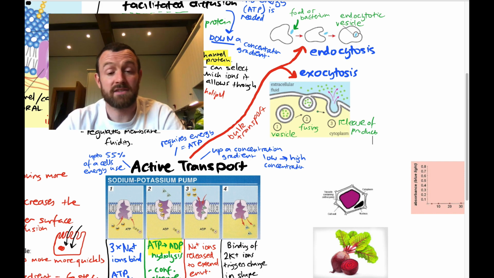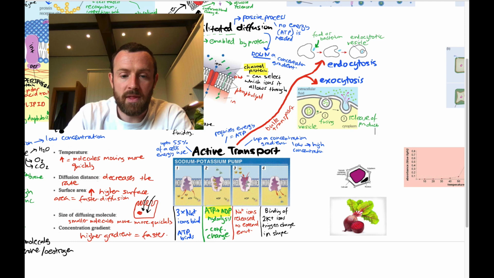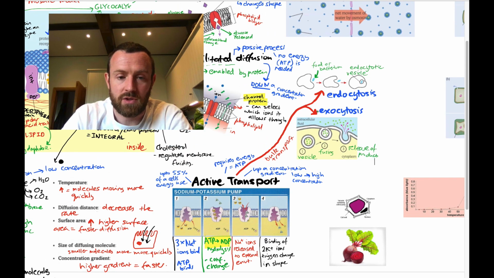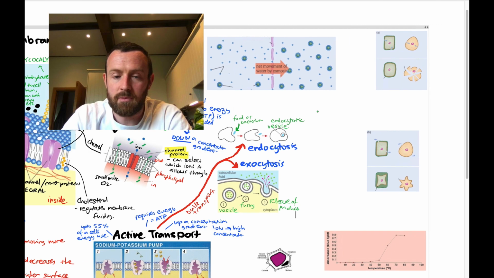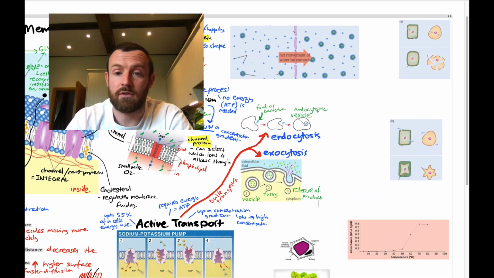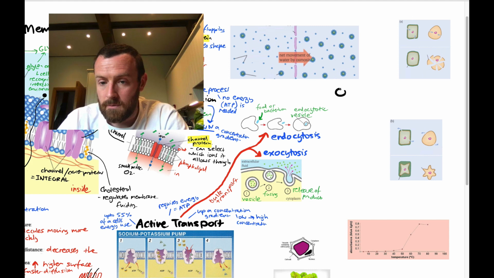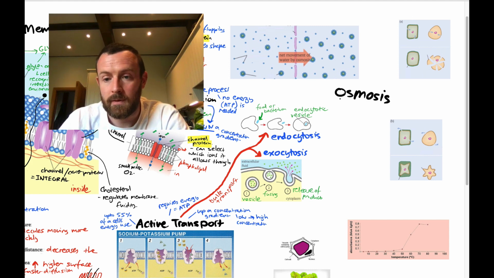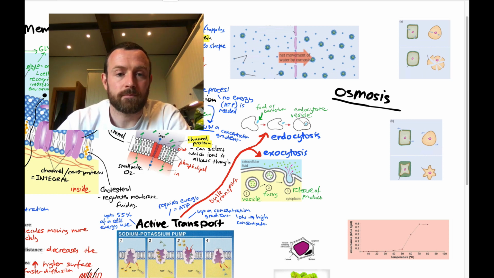We talked about passive processes, we talked about active processes, but there's a key passive process that we haven't talked about yet. We haven't done so because it gets a little bit more complicated. So another passive process, the way that things can get across membranes, is of course osmosis. So let's do another big title, osmosis. Right, so osmosis is all about movement of water.